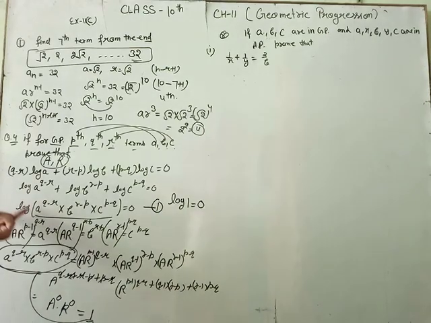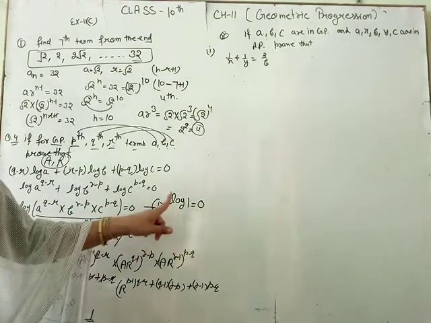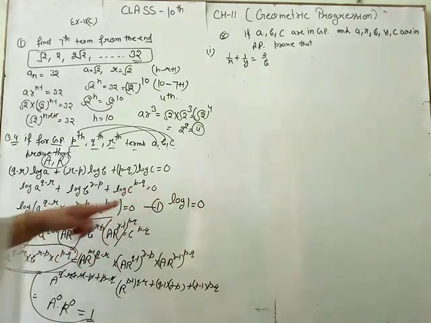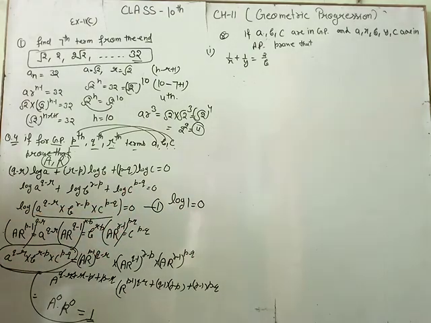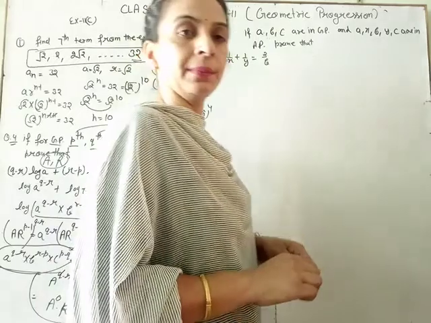We have to show that this is equal to 0, and there is also log 1 equal to 0. Then left hand side equals right hand side. Okay. The next question, question number 8.